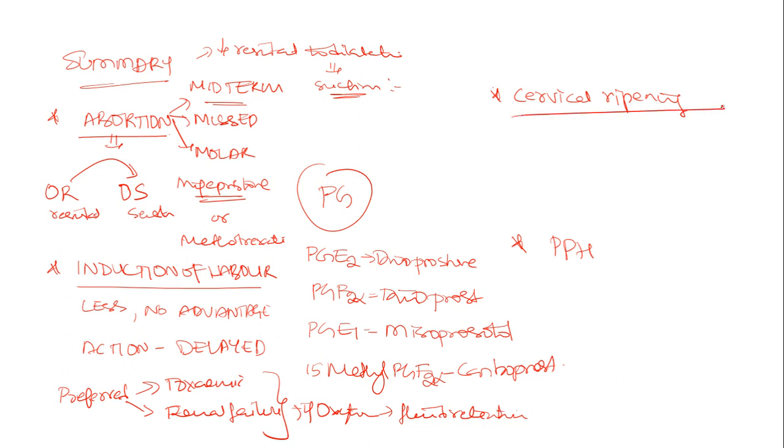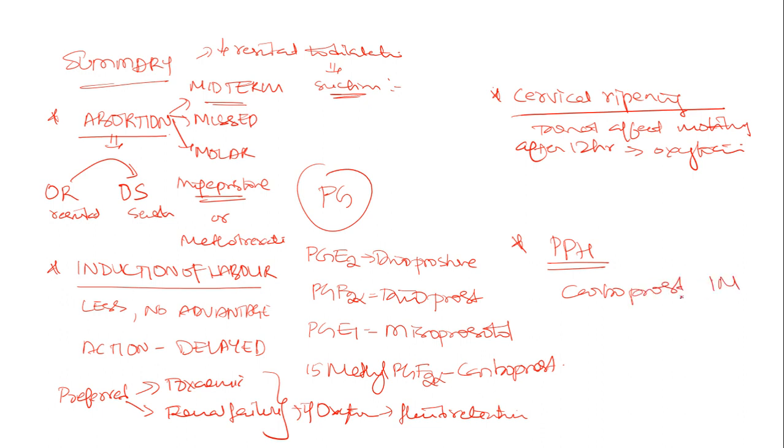In cervical ripening, it can be given before induction with oxytocin, so it will not affect the uterine motility. So thereby after 12 hours you can induce with oxytocin. They do not affect the uterine motility.